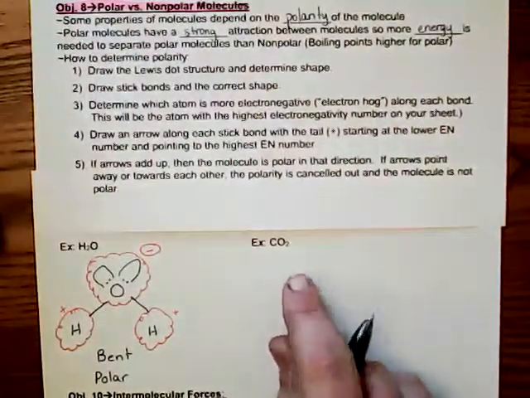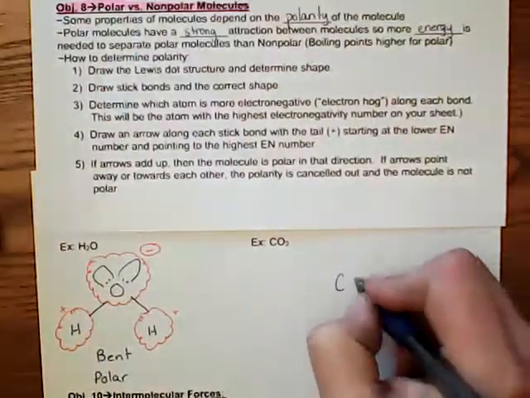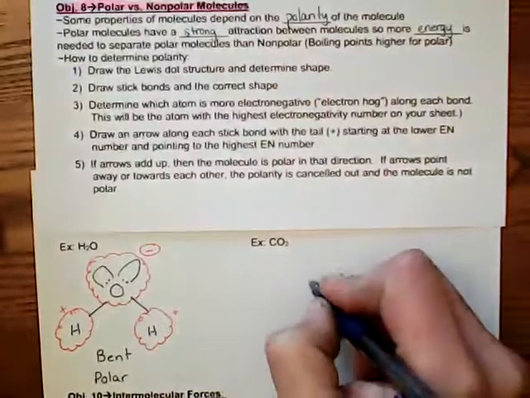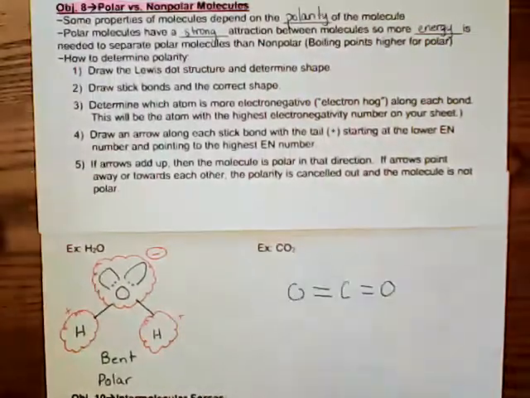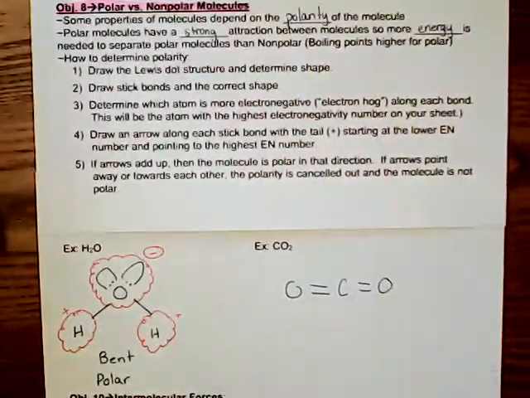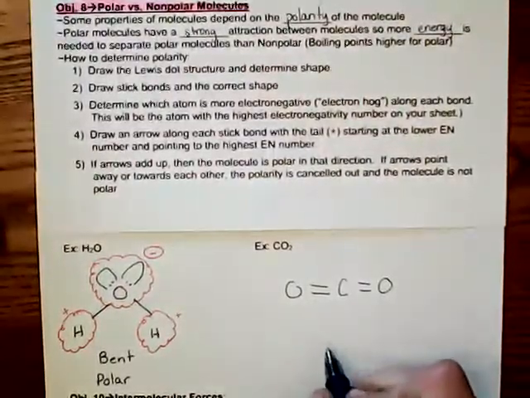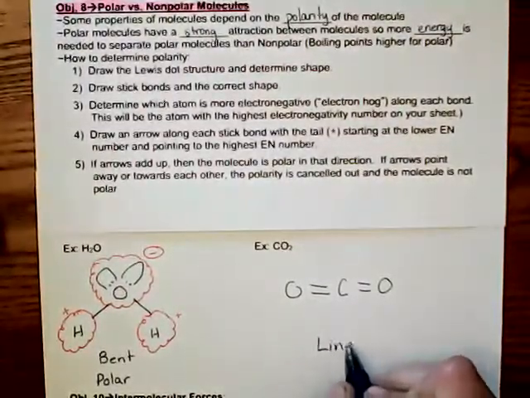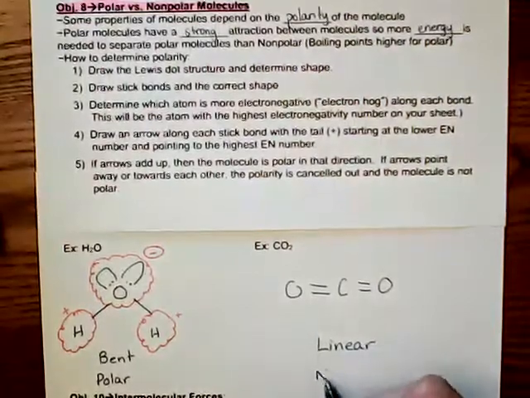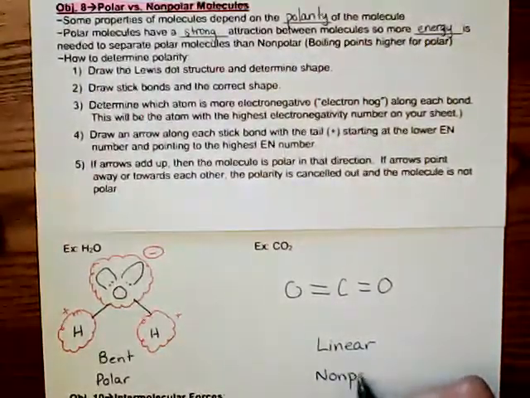Let's look at carbon dioxide. Carbon dioxide, when you draw the Lewis structure, is linear. And if you look at both sides of carbon, it's symmetric. There's an oxygen on both sides. Since this is symmetrical, it is going to be nonpolar. It is the linear shape, and it is nonpolar.